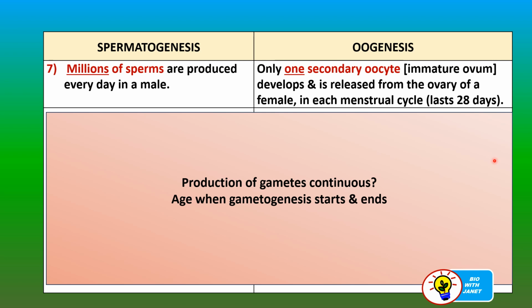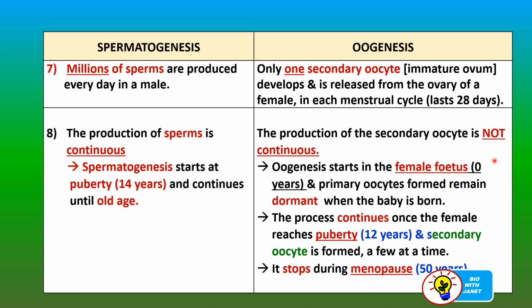Now, the production of gametes, is it continuous? And the age when gametogenesis starts and ends. So in spermatogenesis, the production of sperms is continuous, starting from puberty, when the male is 14 years old, and it continues until old age.